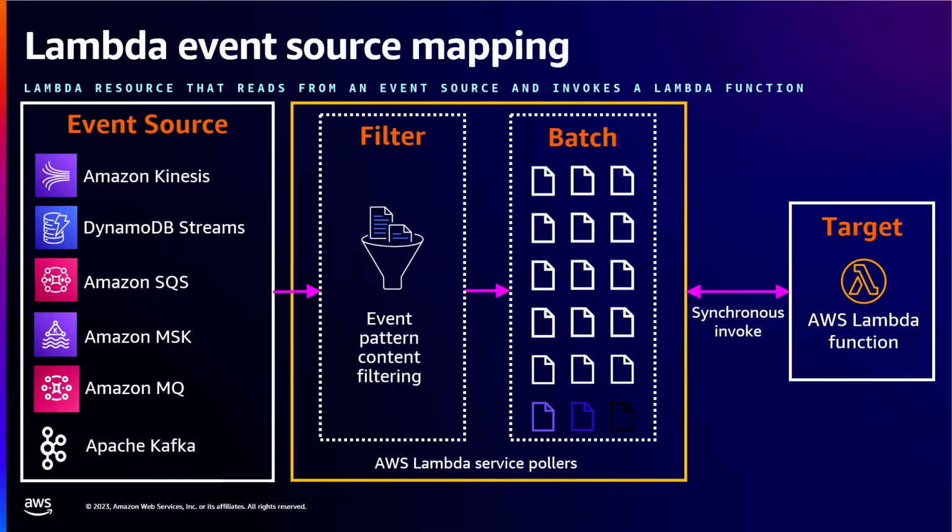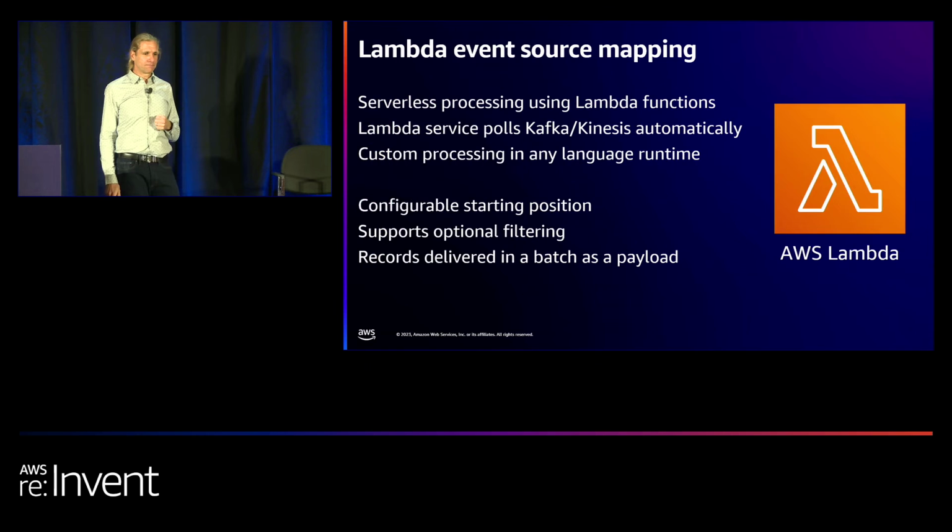The really cool thing about the ESM is that we run these pollers on your behalf. So you don't have to manage any polling code. And you don't need to write code, in the Kafka world, to maintain the offset per partition, which is a bit of a hassle. Basically, Lambda takes care of managing that offset and managing the pollers. All you need to do is write your business logic. And the cool thing about these pollers is they're completely free. It's just part of the Lambda service. You don't have to run your own EC2 instances or your own containers to do any of the polling. The Lambda event source mapping is going to do it for you.